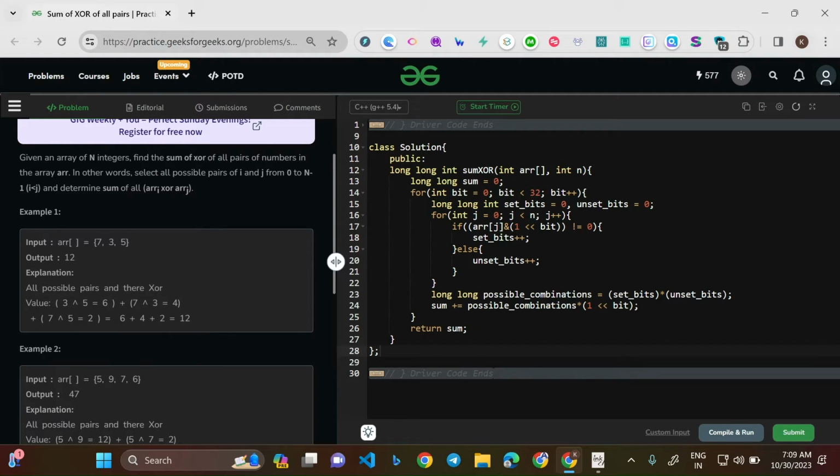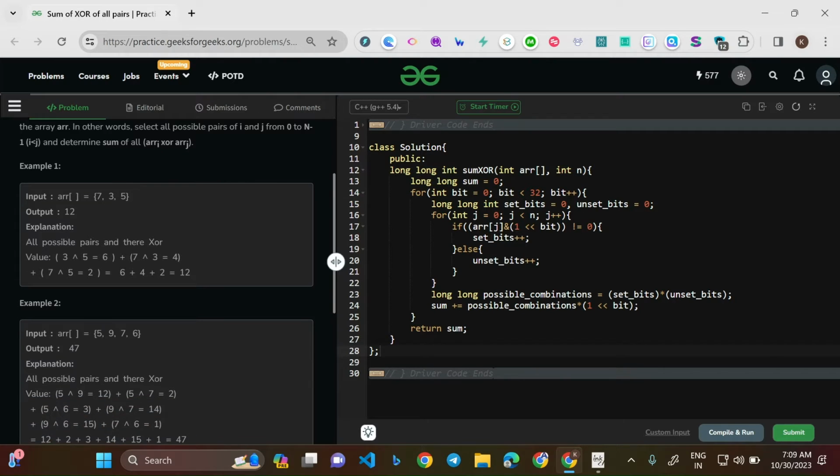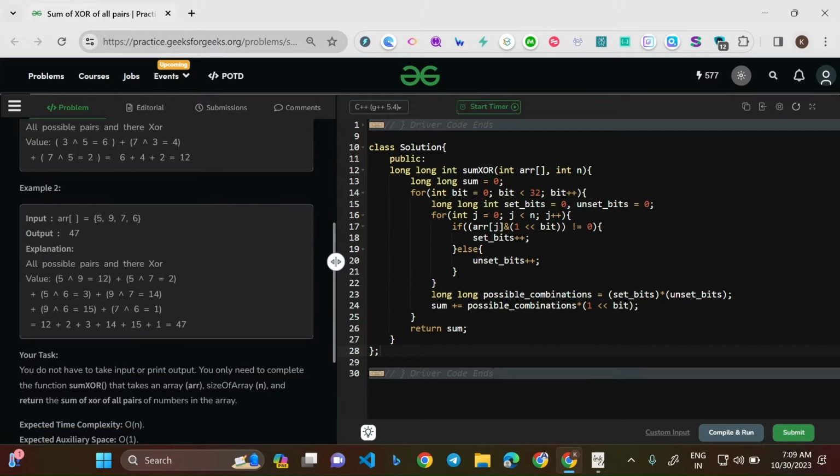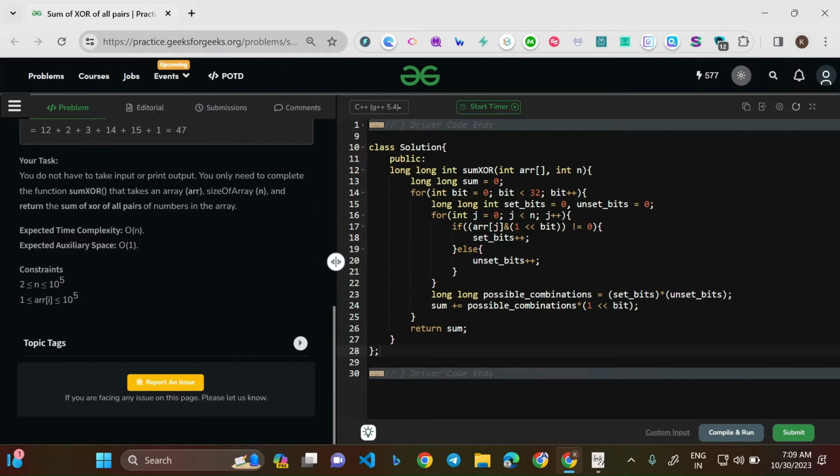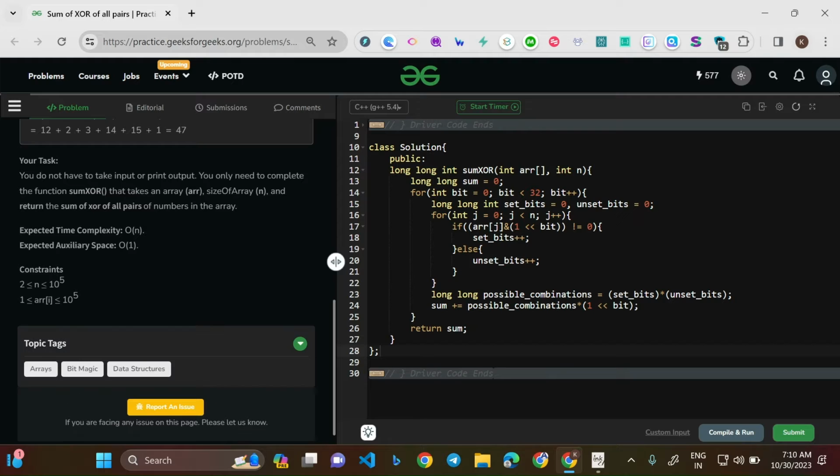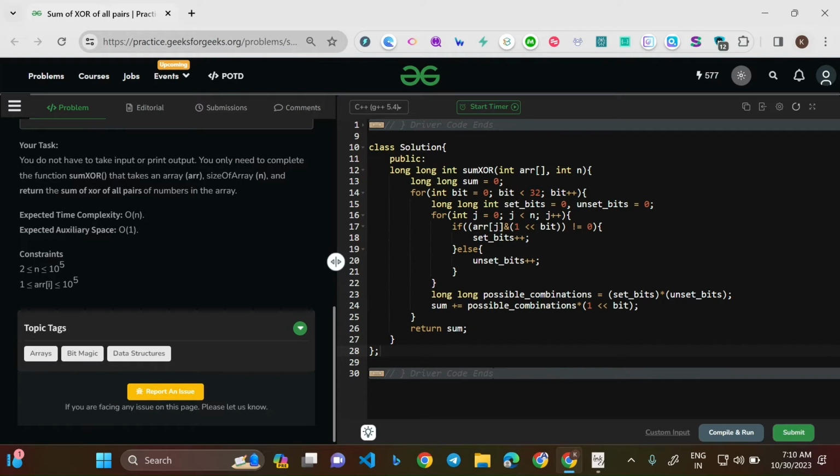Alright, so it's pretty straightforward. We need not think much. It's like form all different pairs possible, find the XOR of each pair, and then sum them up, and that is the final answer. These are some of the example test cases that are given. The company tags haven't been mentioned here, but I got to know that this question has been asked in Coordination 1-2 years back. And the topic tags are arrays, bit magic, and data structures.